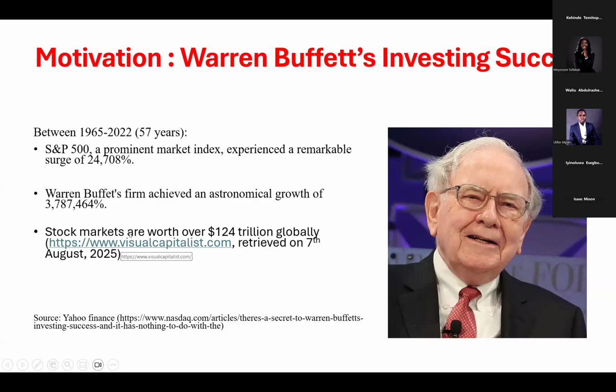As of today, the worth of the stock market globally is $124 trillion, which tells you there is a lot of fortune you can make from the stock market. So this work is basically on how you can invest in the stock market, forecast what the stock market will hold in the future, put in your money and make profits.